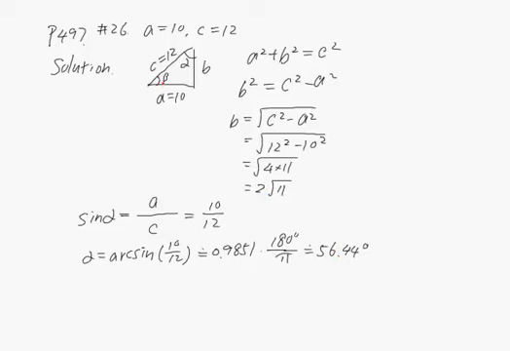For beta, you don't need to use any trigonometric function. Actually, you know alpha plus beta is equal to 90 degrees, right? Because this is a right triangle, the sum of the two acute angles is equal to 90 degrees. So from this equation, you find beta, which is equal to 90 degrees minus 56.44 degrees, and this is equal to 33.56 degrees.